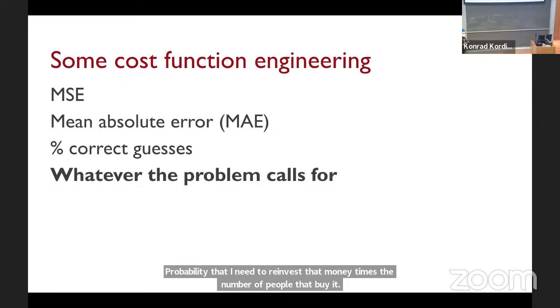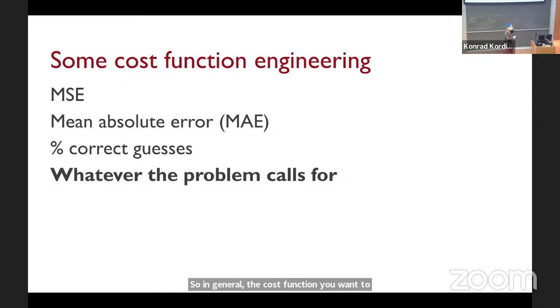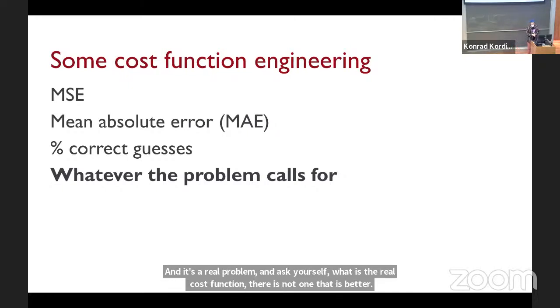So in general, the cost function you want to optimize is the thing that matters in the world. And this is something that I often see data scientists ignore, and it's a real problem. Ask yourself, what is the real cost function there? There is not one that is better. The one that is best is the one that describes the real problem in the real world.